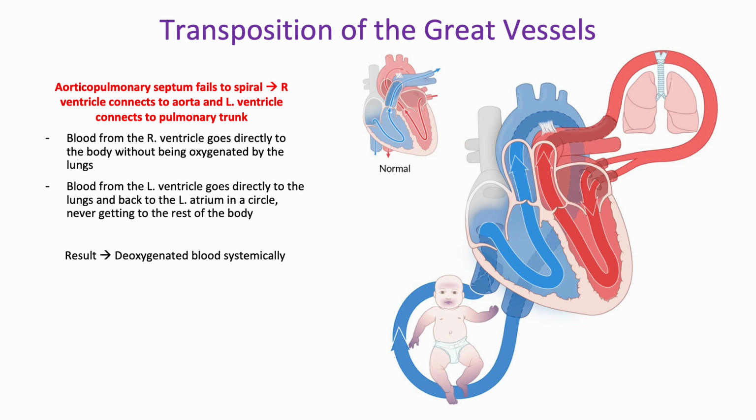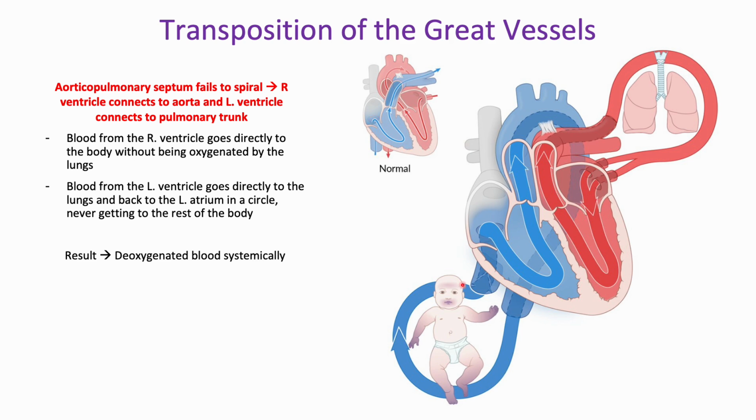Next up, one that's really scary is transposition of the great vessels. This happens when you have failure of that aorticopulmonary septum to do its 180-degree rotation. So what happens is that the right ventricle is actually connected to the aorta, and the left ventricle is connected to the pulmonary trunk. So when this happens, you end up with two completely separate circulations.